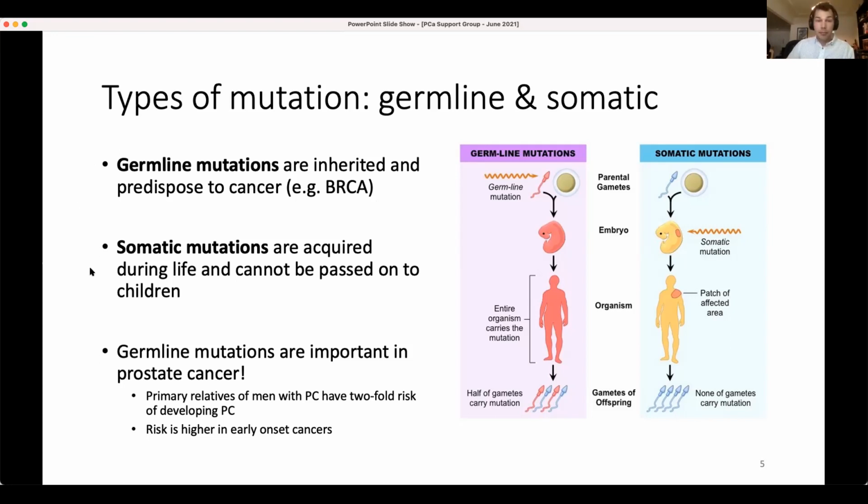In prostate cancer, both types of these mutations are important. Germline mutations in particular are quite important in prostate cancer. And we know that people who have primary relatives with prostate cancer have a much higher risk of developing prostate cancer in their lifetime. And this is related to this genetic link over the course of family generations.